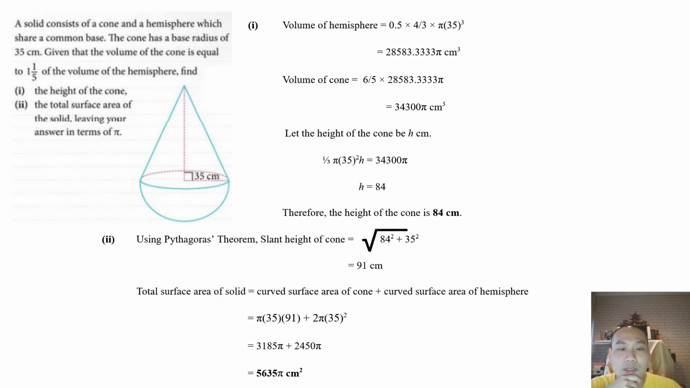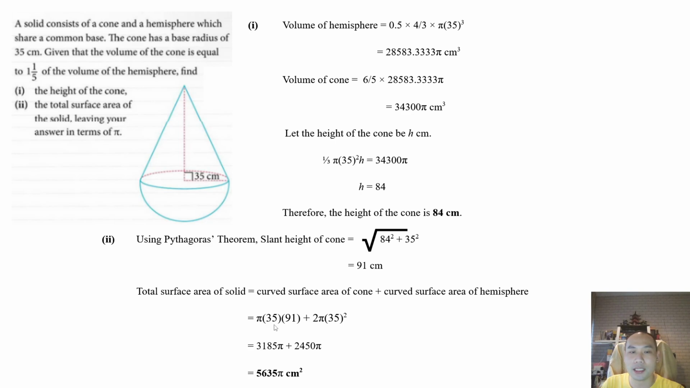So using Pythagoras Theorem, the slant height of the cone can be calculated in this manner, right? It will be this length over here, the height, 84 centimeter square plus 35 centimeter square, which is this height, and then we square root it. Pythagoras theorem works on right angle triangle, and as you can see here, my cursor is tracing out, this is a right angle triangle. So you work it out, this length over here, the slanted height is actually 91 centimeter. After that, it's just applying the formula. Total surface area of the solid, we know that the curved surface area of the cone is pi rl.